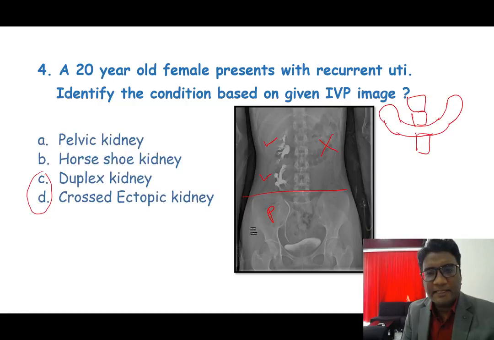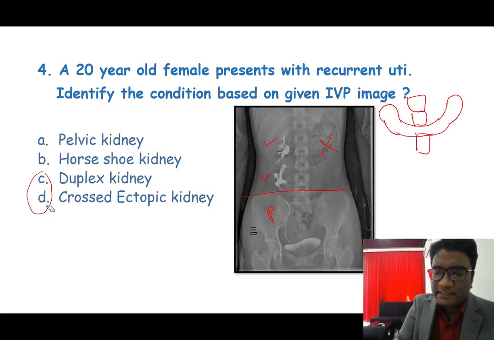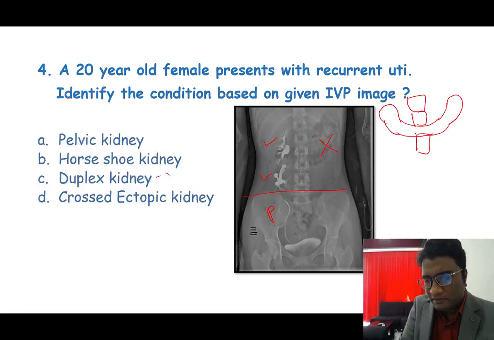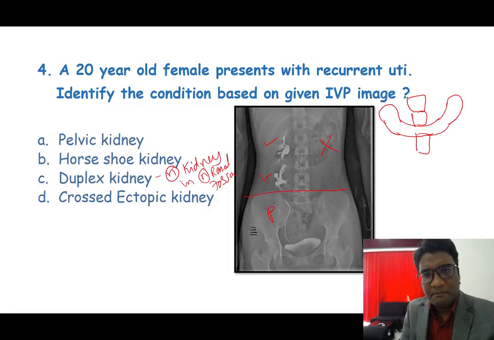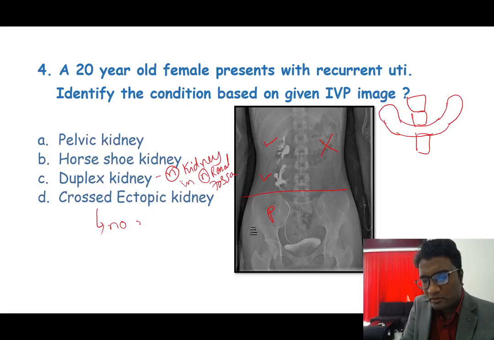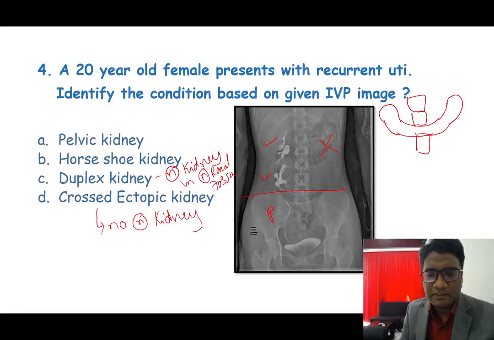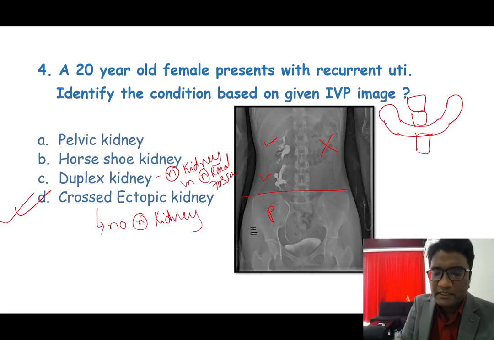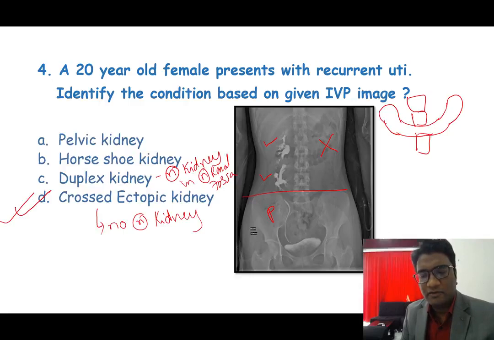Now, is it a duplex or is it a crossed? For a duplex kidney, you should see the normal kidney in the normal fossa. So in duplex kidney, the normal kidney is in the normal renal fossa, and then there will be a duplication on one side. But here there is no normal kidney, okay? No normal kidney, and instead you are seeing two kidneys fused on the one side. So the better answer here is what? This is a crossed ectopic kidney, crossed fused ectopic kidney.